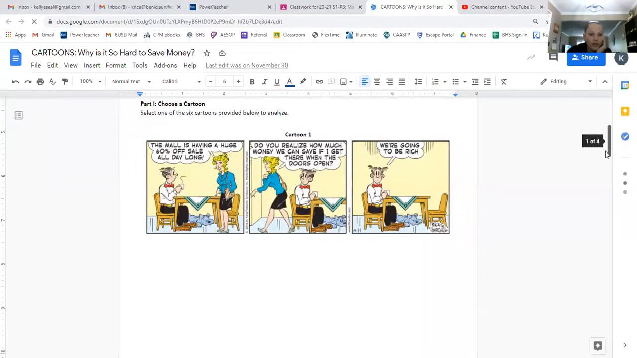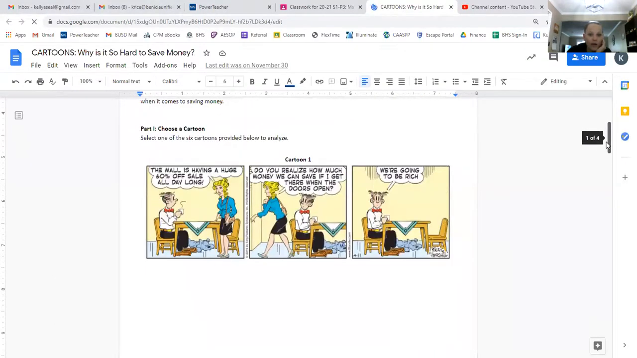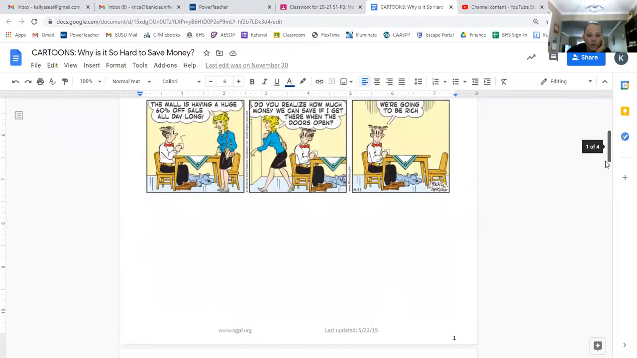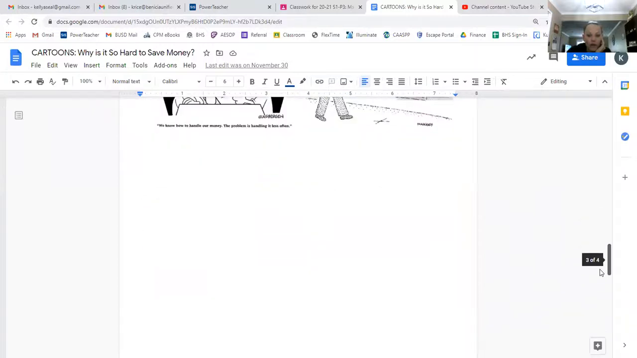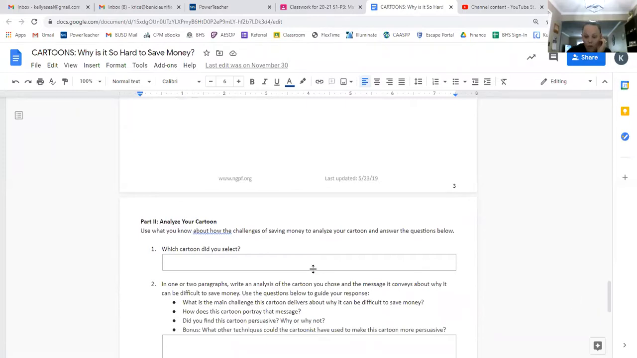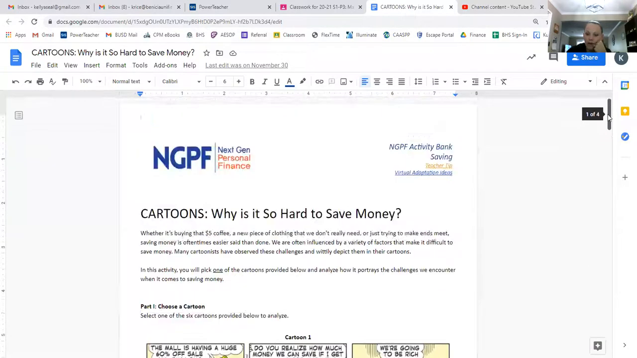So you read the 6 different cartoons. They are all about saving money. So there's 6 options. Go through them. Just let me know what one you selected and then kind of what it portrays and kind of why saving money is so hard. Like I said, it just gets you to think a little bit, because in order to invest, you have to have money to invest, which typically will come after you save money.